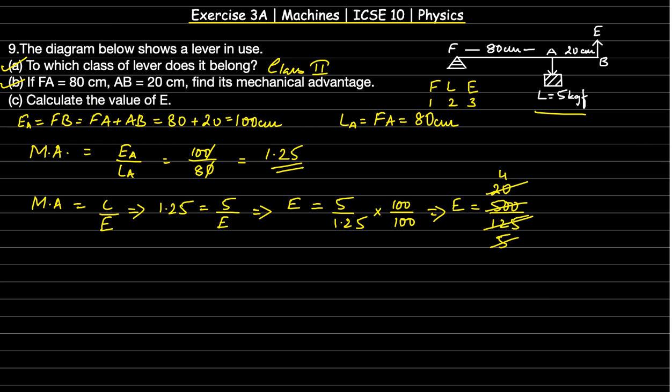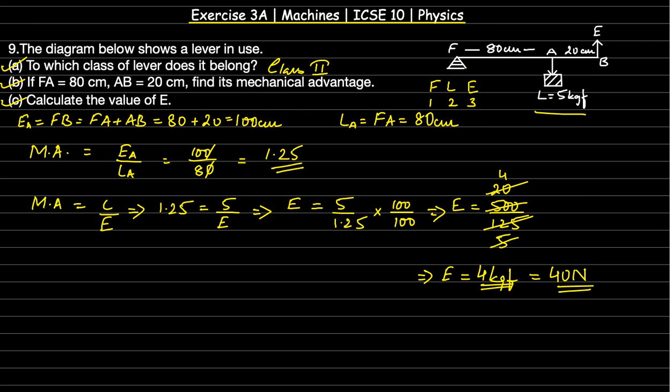So we get effort as 4 kgf, and if you wish to convert it to SI unit, we'll be multiplying by 10, which will give us 40 newtons. So we are done with the third part also.